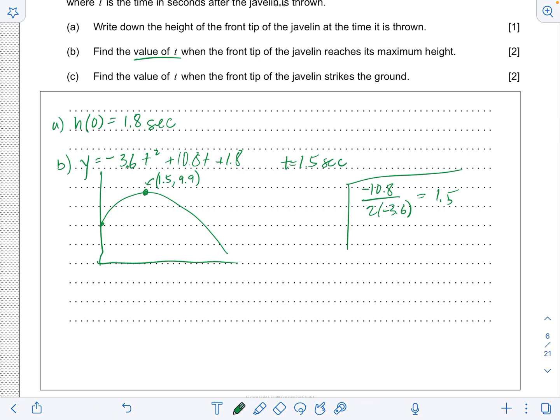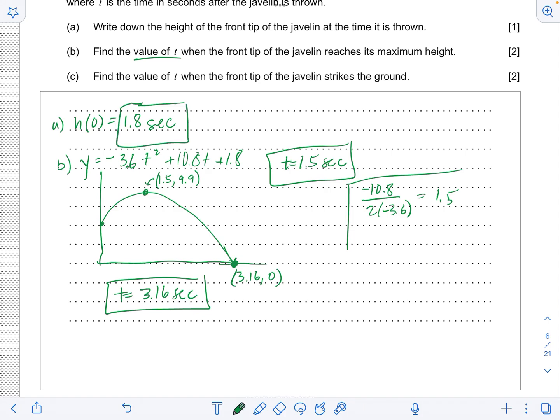And finally, for part C, find the value of t when the front tip of the javelin strikes the ground. Here we can imagine that the height of that front tip is now 0. So I would go back to your graphing calculator and find the zeros of this graph. And you can use the same graph you've already drawn here, label that point. You're going to see that that point occurs at 3.16, comma 0. And so your answer here is t equals 3.16 seconds. And I always like to box my answers because, as you can see, it gets pretty messy.